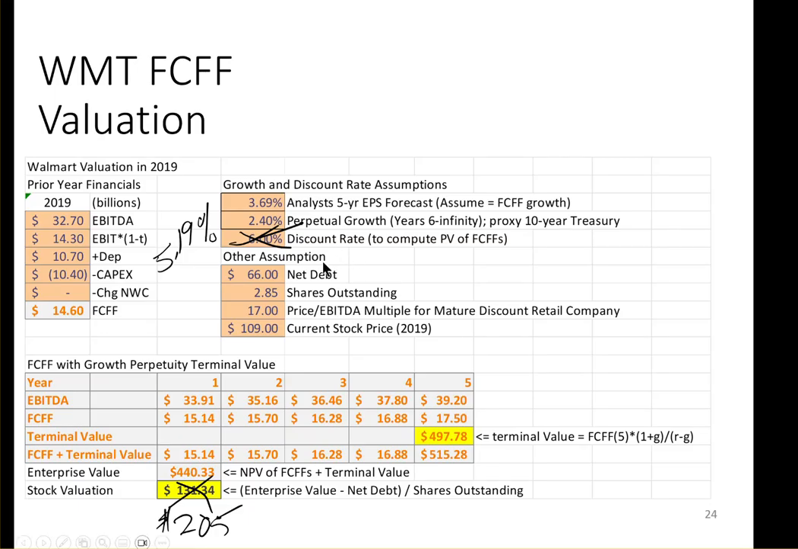So on an earlier topic, I valued Walmart taking the present value of free cash flows, and I just used a guess of 6% as the discount rate. I will replace that with 5.19%, which is our WACC.